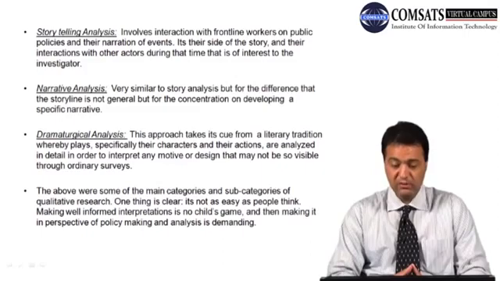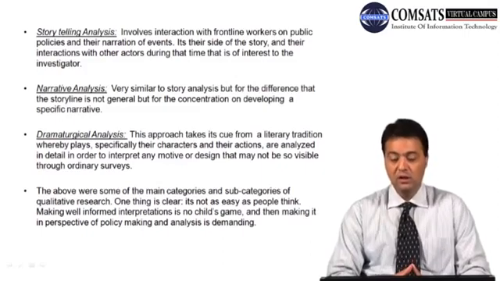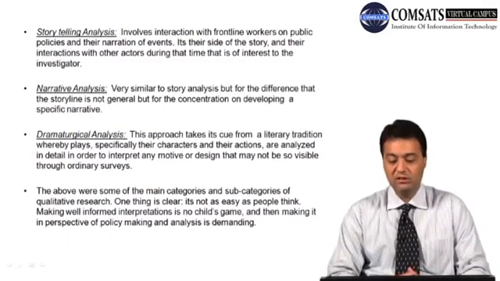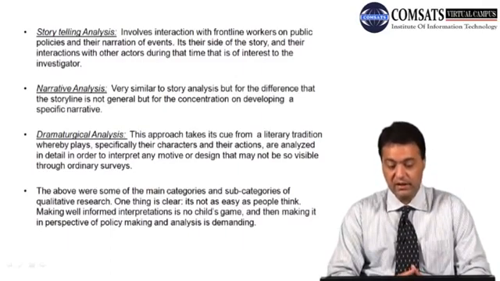Narrative analysis is very similar to story analysis, but for the difference that the storyline is not general, but concentrates on developing a specific narrative.